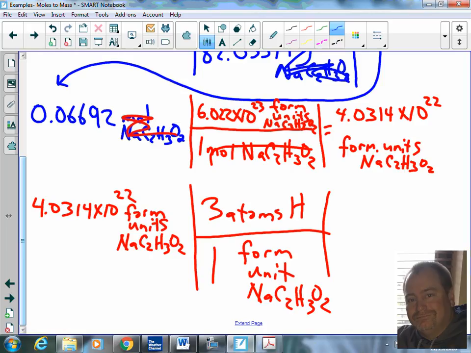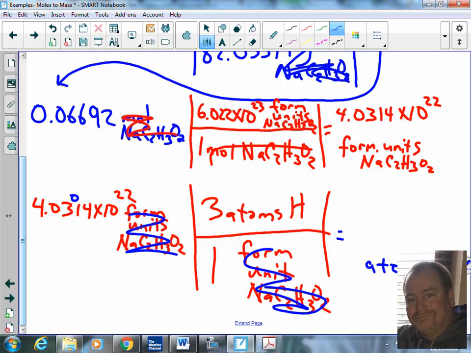My formula units right here cancel. So what's my final label? Atoms of hydrogen. Is that what I want to define? Absolutely. So what am I going to do? I'm going to take my number that I just got, the 4.03. There should be a 0 in there too. That's a wrong number, but that's okay. There's a 0 in between the 1 and the 4 right here. But that's okay because I still got it in my calculator.